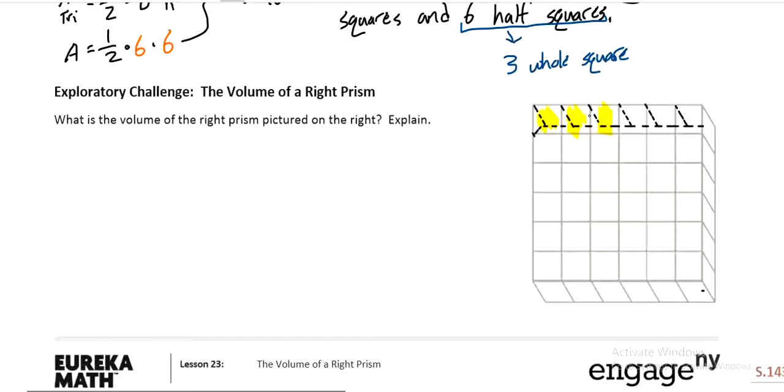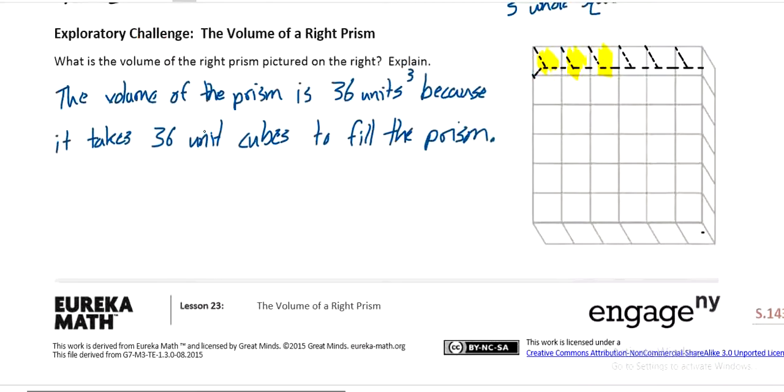You could also remember I just said that it is 6 wide by 6 long. So we will write the volume of the prism is 36 units cubed. That's what to the third power means, because it takes 36 unit cubes to fill the prism. So the important difference to realize there is that now we measure volume in units to the third power.